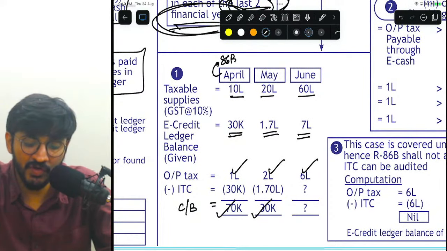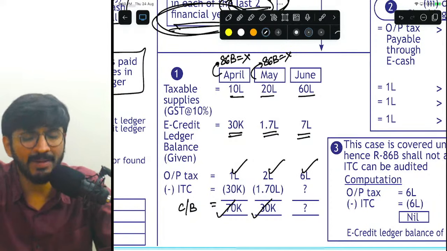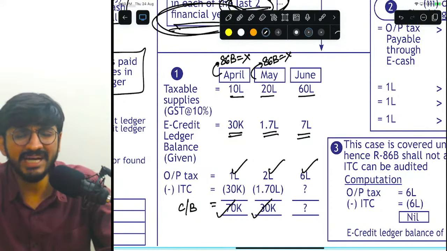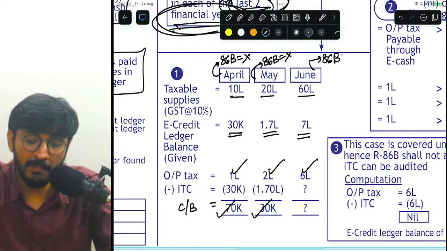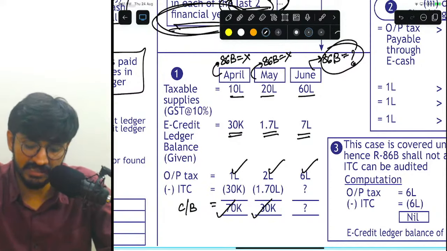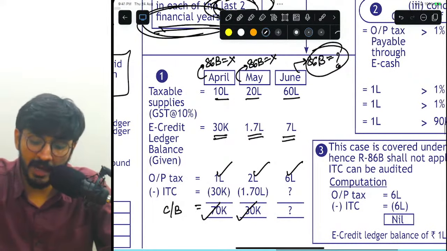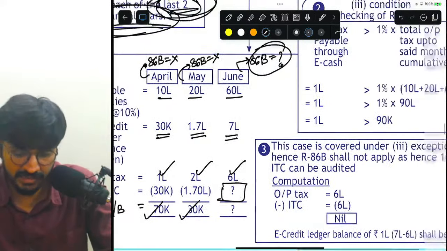No, no, no, not applicable. May 86B be applicable? No, not applicable. Why not applicable? Because obviously it is not exceeding 50 lakhs in terms of taxable supplies. In June, it can or cannot be applicable. I don't know, I'm putting a question mark. Let's see. Depending on that only, I will take the position of ITC.